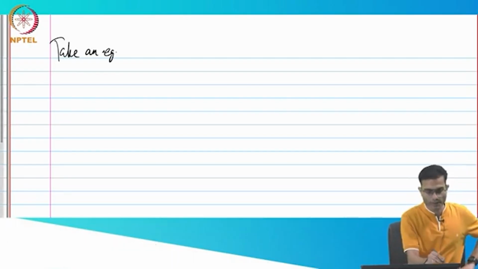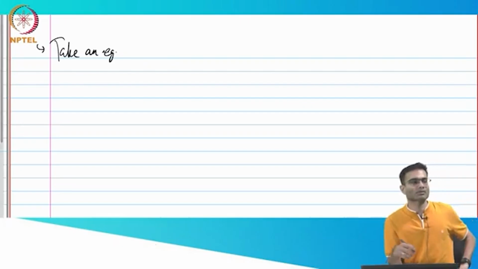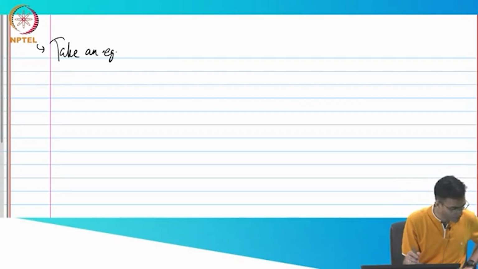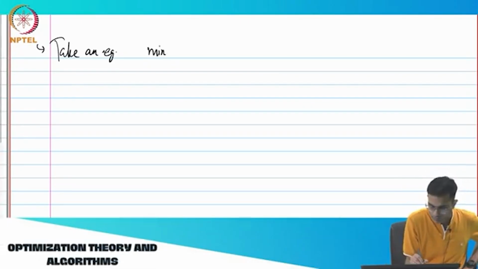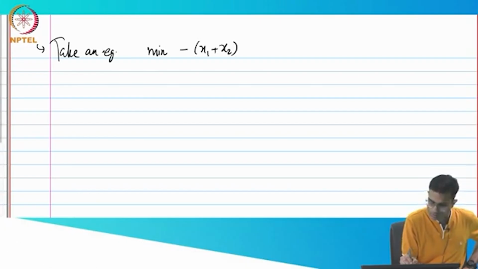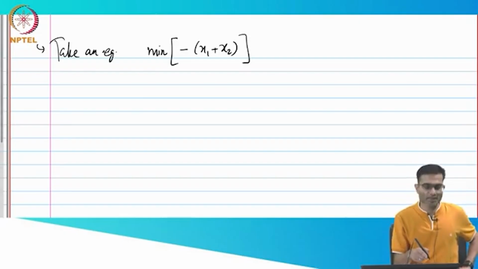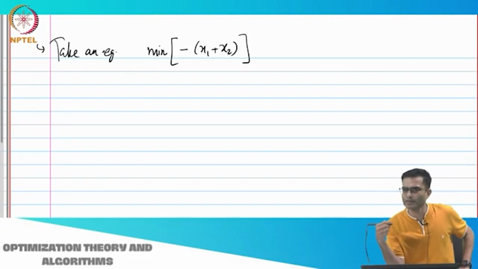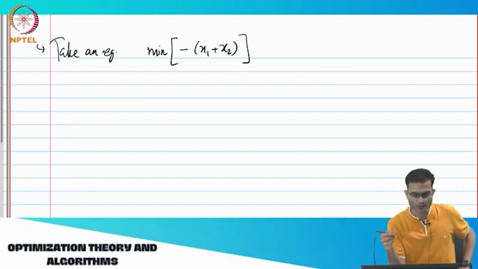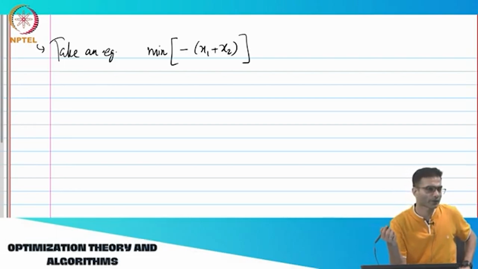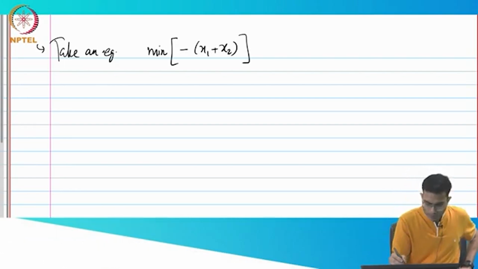Okay, so I'm going to take an example whose primal problem I can just see and tell graphically. So minimize, let us say, minus x1 plus x2. You might encounter problems like this. In fact, in the tutorial there was one such problem. There's no problem, right? I mean, minus is there, so what? It need not always be with a plus sign.